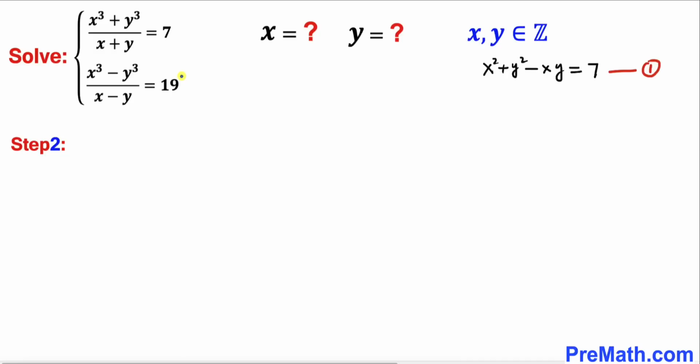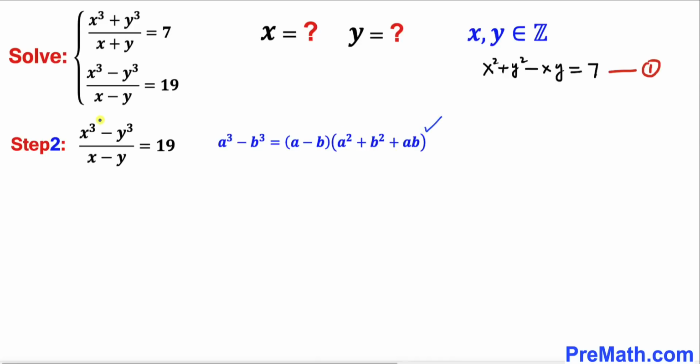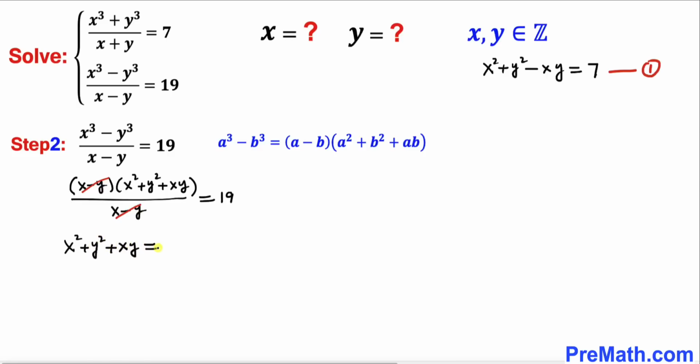And here's our next step. Let's focus on the second equation. Here I have copied it down. Now let's recall another identity: a³ − b³ can be written as (a − b)(a² + b² + ab). We apply this identity on the numerator. Therefore, the numerator becomes (x − y)(x² + y² + xy) divided by (x − y) equals 19. Now the x − y and x − y cancel each other out, so we end up with x² + y² + xy = 19. Let me call this equation number 2.